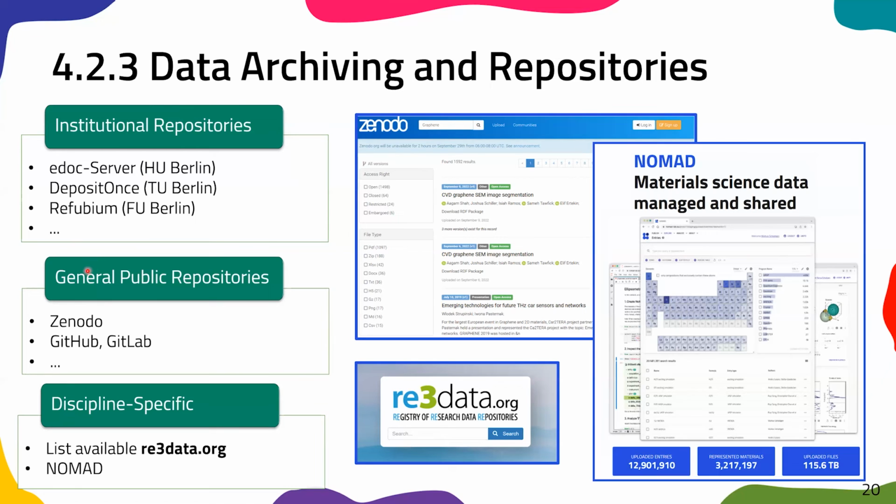You can also benefit from general purpose public repositories, for instance, Zenodo, or for code, GitHub and GitLab. Again, there are some discipline-specific repositories that you can find a list of in re3data.org, which is basically a registry of research data repositories. You can just search your discipline and read about different repositories. Again, NOMAD offers a repository for material science and physics data, and of course, a lot of other advanced functionalities to work with this data. For instance, you can assign a DOI to cite your data.